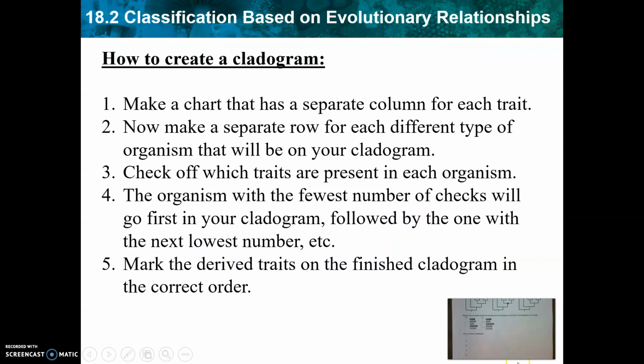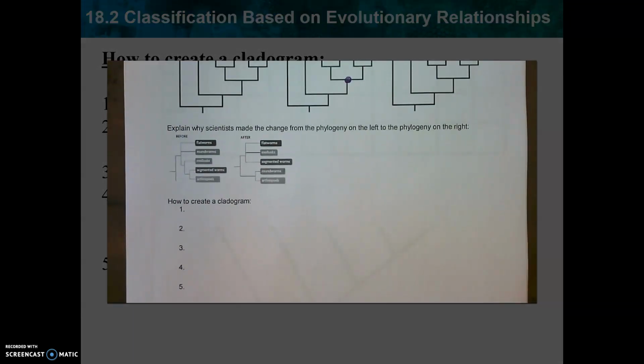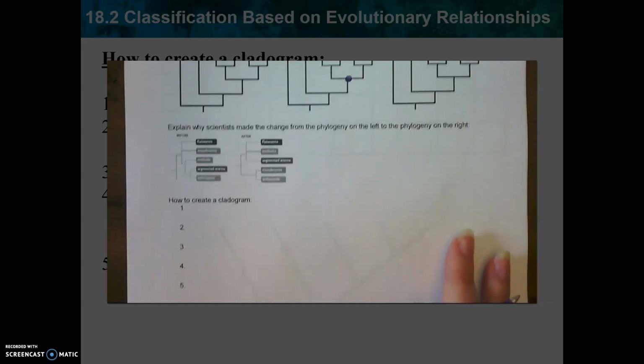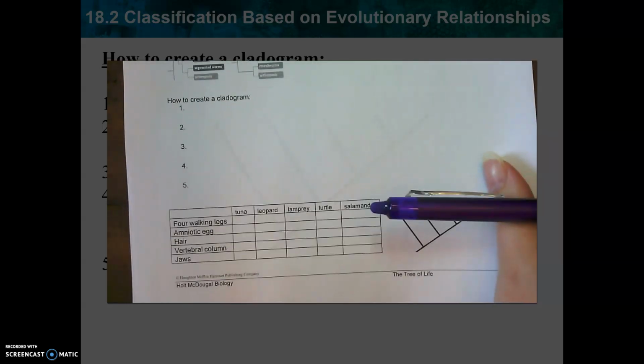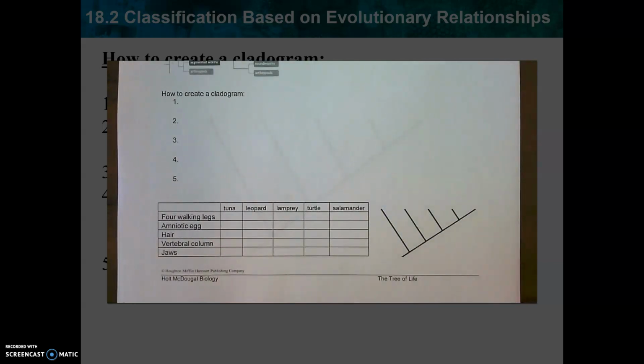Okay, so we're going to go back to the creation of a cladogram. You have a place to write this in your Power Notes, so don't forget your Power Notes sheet. Looks like this. We are now down here at the bottom of the page. And you have a place to write out the steps, which I'm not going to rewrite for you because I'm sure you can all do that on your own. And then there's a place to fill in this chart at the bottom.